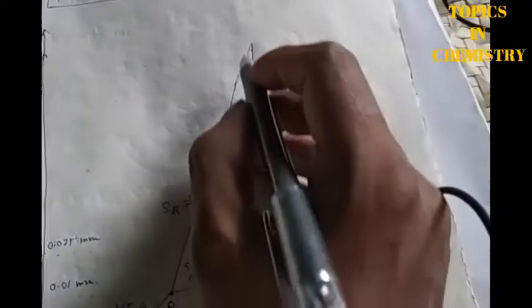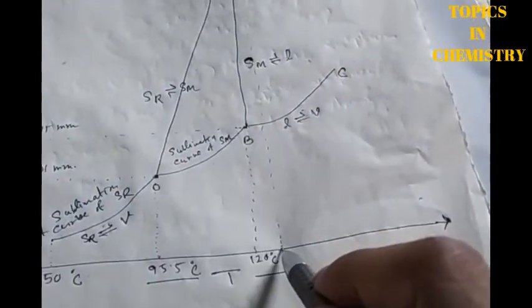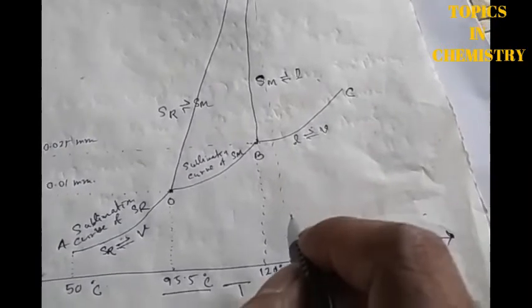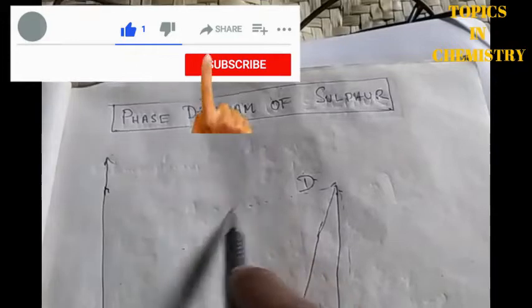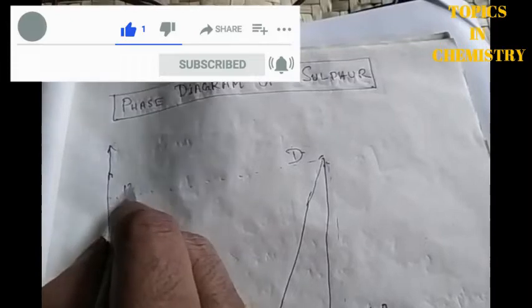Now you can see another point here. Suppose this point is the B point, this is the C point, and this is the D point. At the D point the temperature is almost 155 degrees Celsius, and the pressure is very high, almost 1290 atmosphere. It is not millimeter of Hg now, it is almost 1290 atmosphere, very high pressure, because all the forms are solid now.